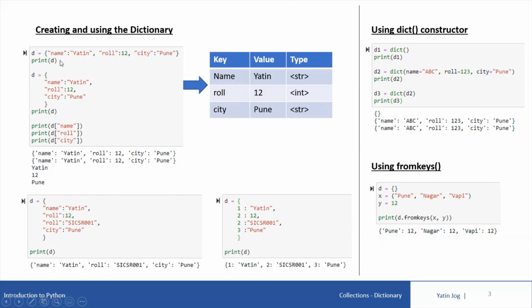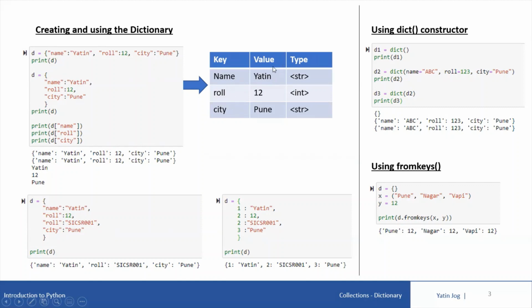So in this example, name is a key, role is a key, and city is a key. And we are mapping Yatin as a value against the key name, 12 as a value against the key role, and Pune as a value against the key city. So you can consider this as a table where we have three keys in our dictionary, name, role, and city.